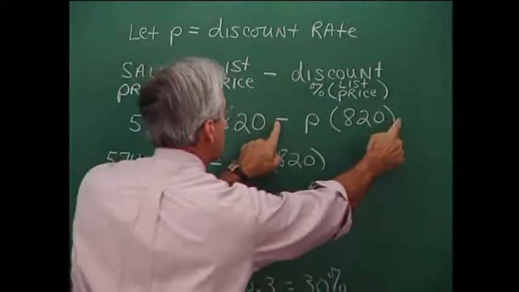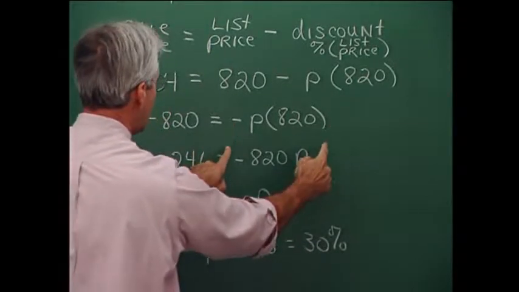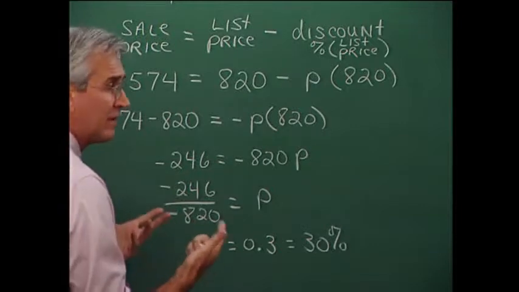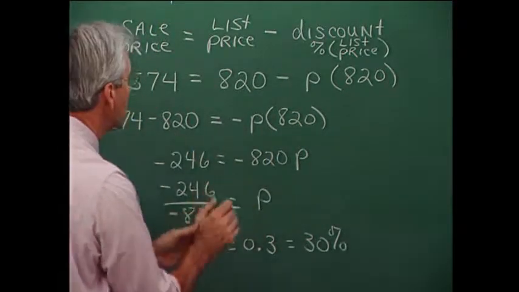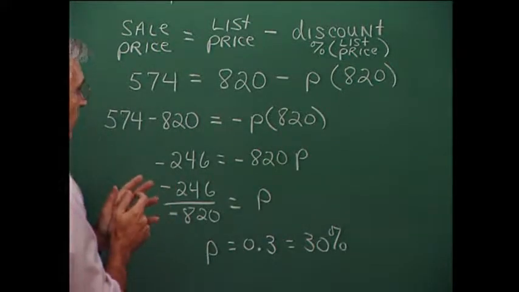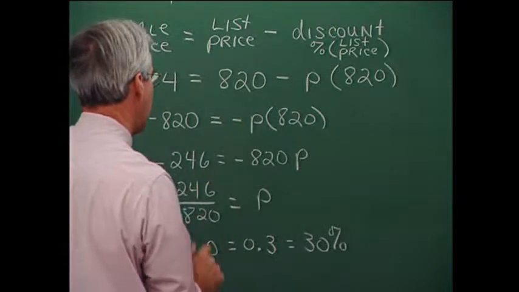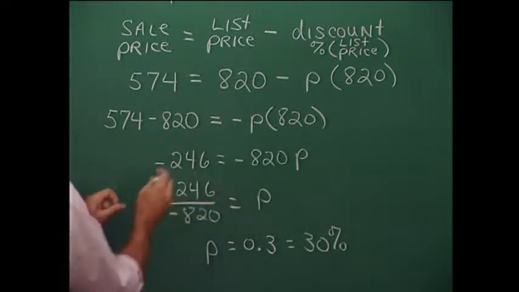Now, this minus P times 820 can be written like this, or it can be written like this. Either way you write it is fine. A lot of times the convention is to write letters to the right of numbers when we're talking about a kind of a factored form. The listed factors, we put the numerical factors first and the letters last. Anyway, it doesn't really matter though. Subtracting here, we get negative 246.